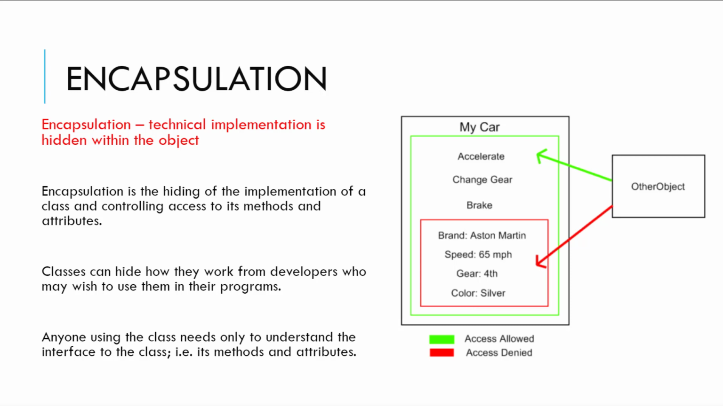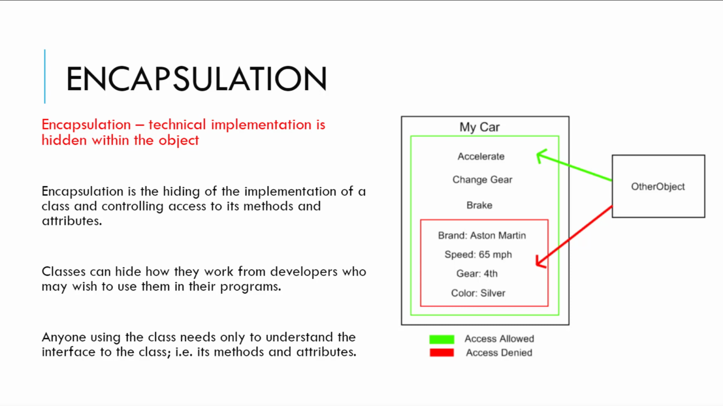So I want them to accelerate. If they use the method accelerate, that will change the attribute of speed. Now, I don't want them to change the attribute directly. I want them to use a method to control it. Same with the gear. Braking as well, I do want them to brake in the car because it would be dangerous if I didn't include that. So what we can do is control exactly how the user or another developer would actually use my class.